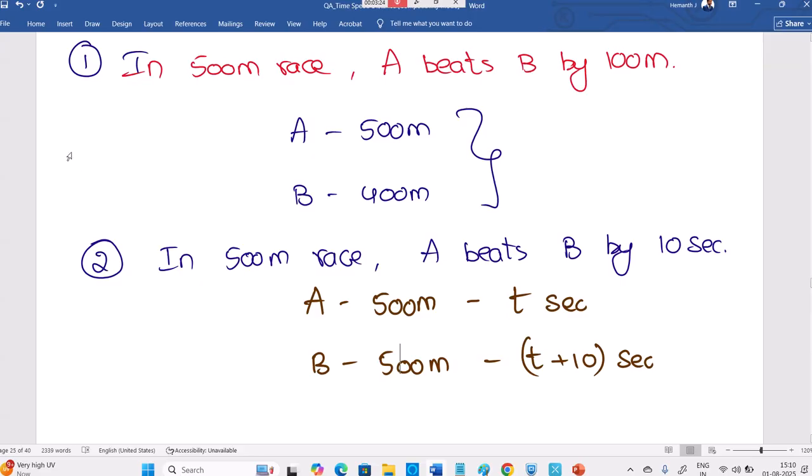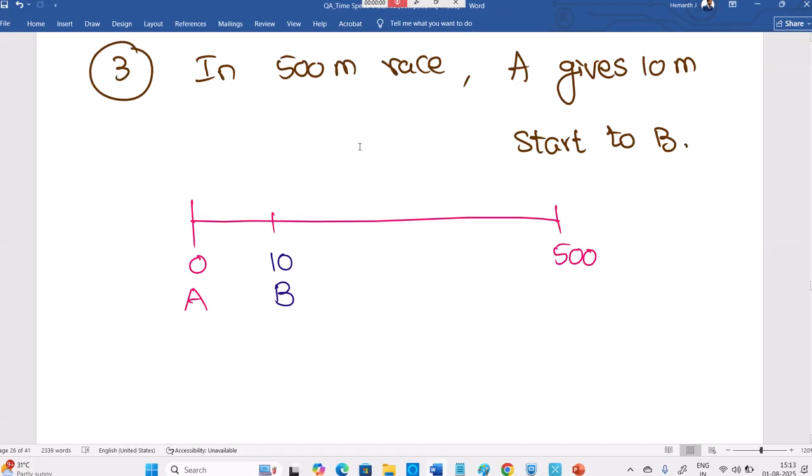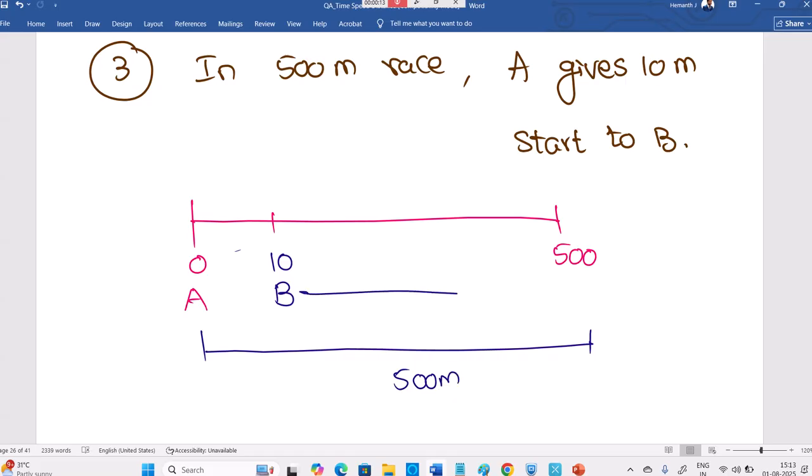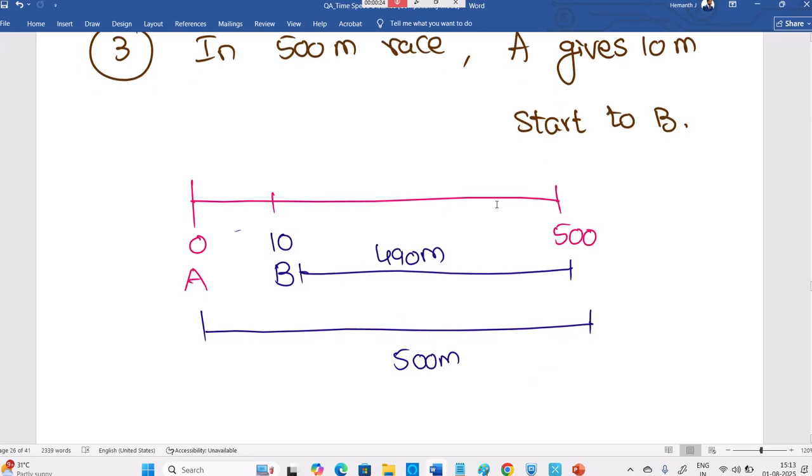Four statements you should understand before entering into races and games to solve the questions properly. Statement: in a 500-meter race, A gives 10 meters start to B. A should be at the 0 point, and A should travel 500 meters to win the race, whereas B only has to travel 492 to win the race. As per the question, A gives a 10 meters start to B. This is the meaning. Now let's see how to handle the question.